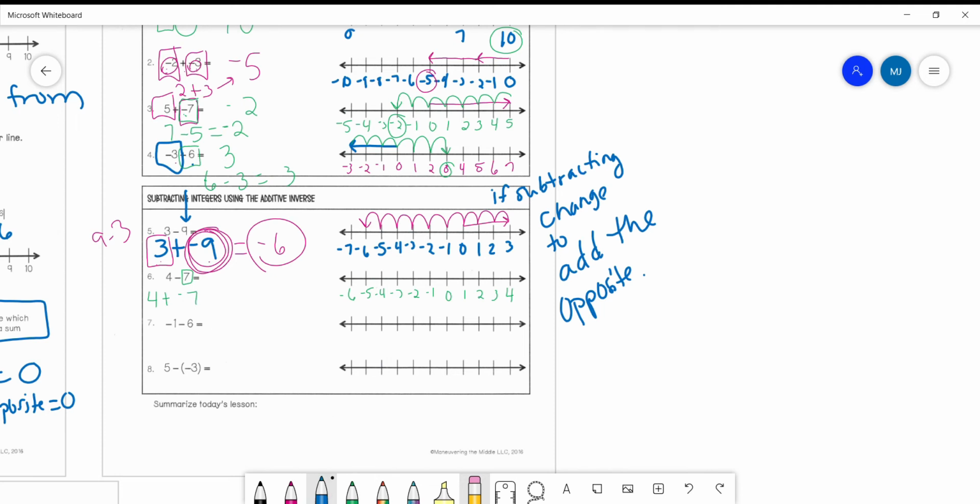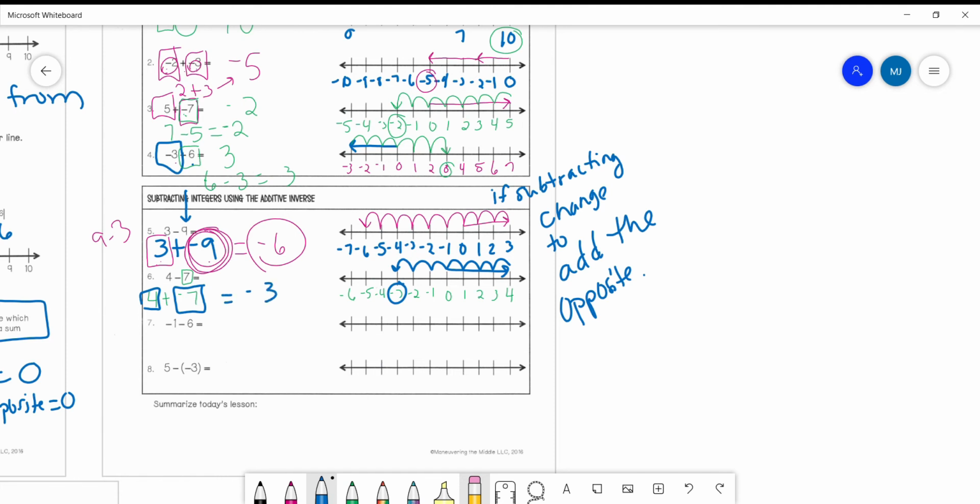Now let's model. First thing we want to model is 4, so 0 to 4. Next thing we want to model is negative 7, so going to the left 7 units. 1, 2, 3, 4, 5, 6, 7. Our answer being negative 3.